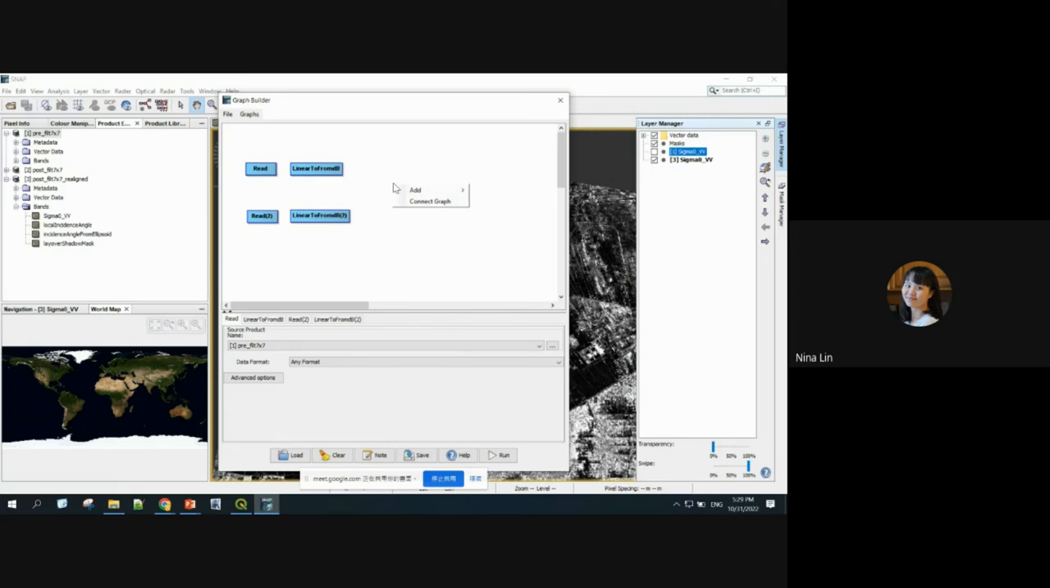Okay, we have them, and we want to merge the bands. It's in raster, merge band. Merge, and we write. So the logic is clear: we combine them, we connect them.